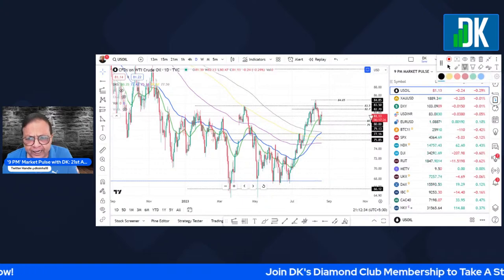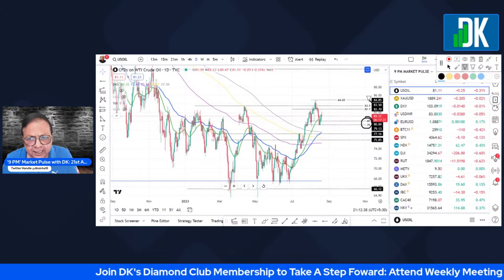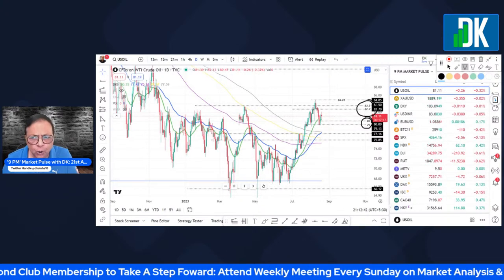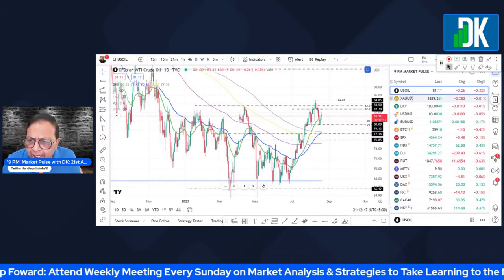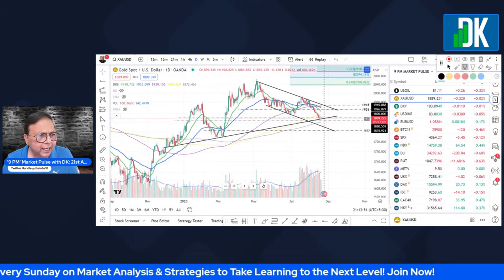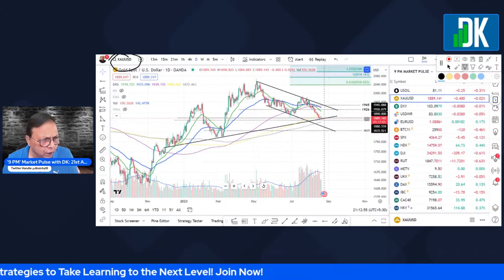Immediate support is $79 to $80. Immediate resistance lies at 82.7 to 83.5. So these are the levels which are key. Now let us go to the gold. This is the price chart of XAU USD, gold spot against US dollar.